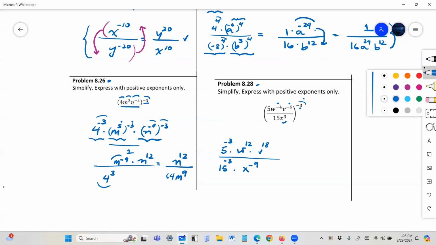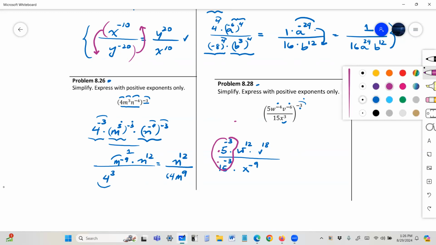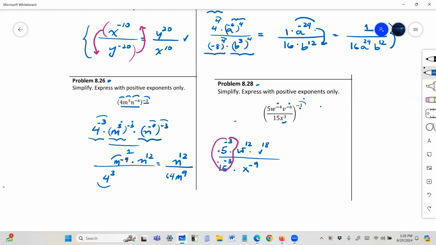All right, so the number part is similar to before, where both exponents are the same, which means I can simplify the fraction separately. So I'm going to do this thing here on the side. So I have 5 over 15 to the negative 3. So 5 over 15 is obviously 1 over 5 to the negative 3. And this is 1 to the negative 3 and 5 to the negative 3.